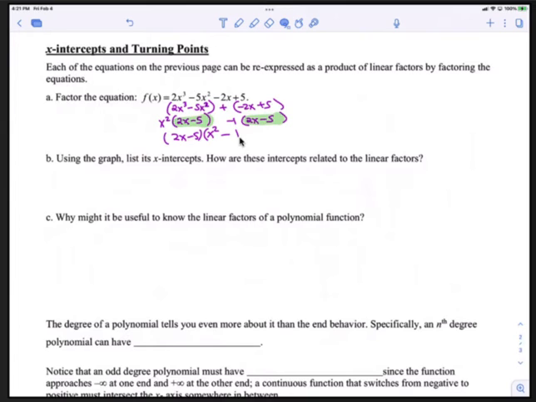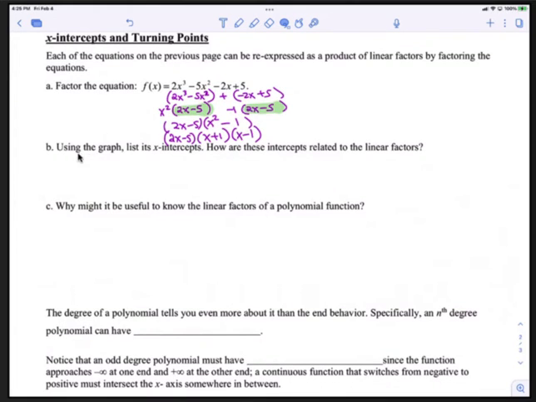Now x squared minus 1 can be factored even further. That's the difference of squares. So x squared minus 1 becomes x plus 1 times x minus 1. And then you bring down the 2x minus 5. So we have these 3 factors.